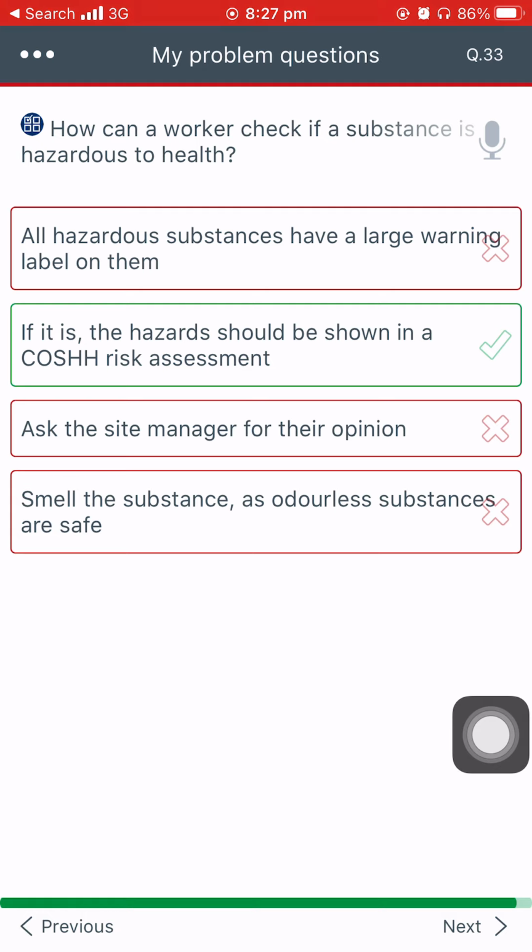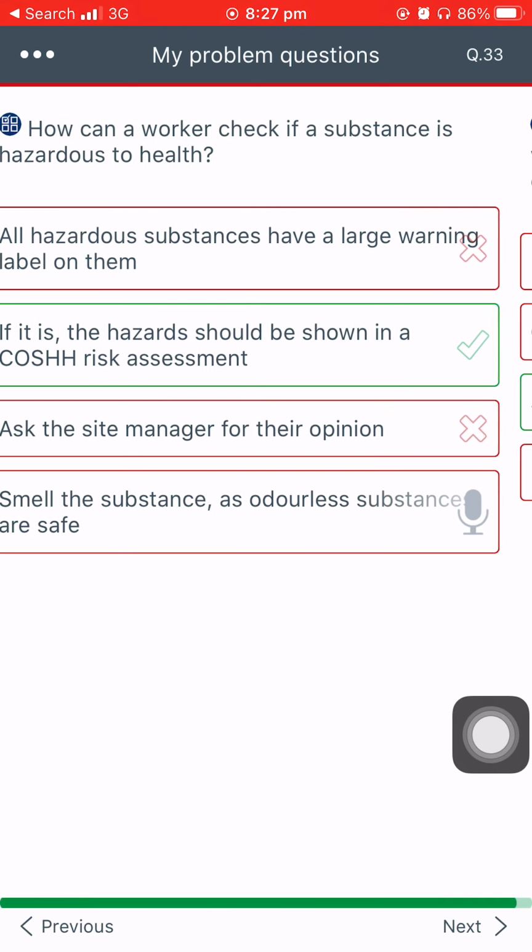How can a worker check if a substance is hazardous to health? All hazardous substances have a large warning label on them. If it is, the hazards should be shown in a COSHH risk assessment. Ask the site manager for their opinion. Smell the substance, as odourless substances are safe.